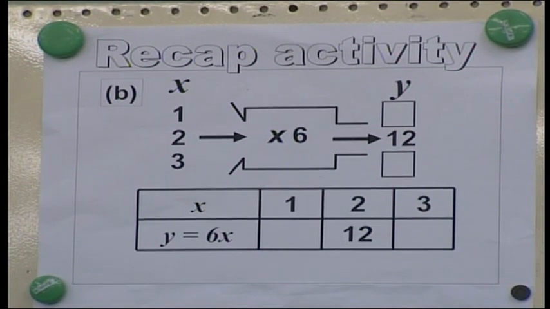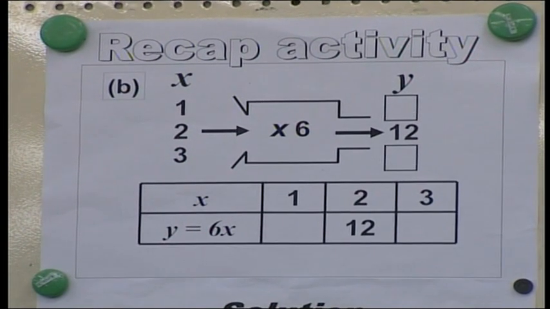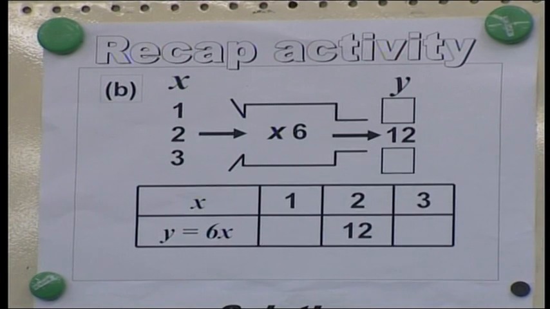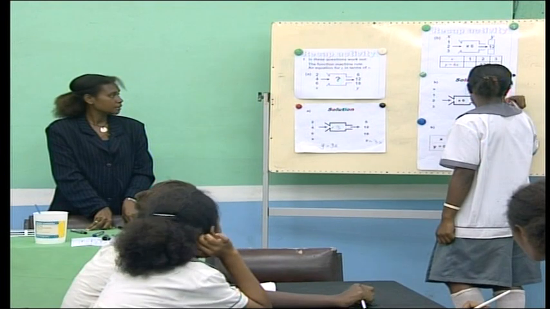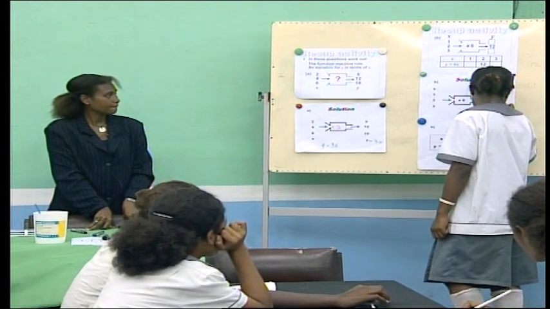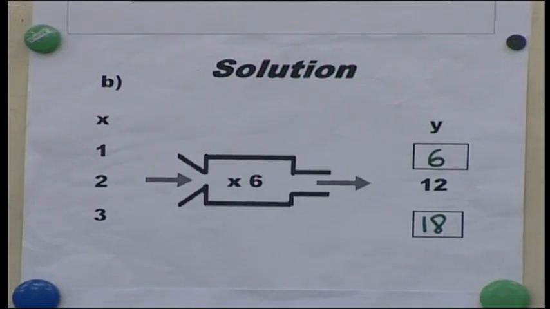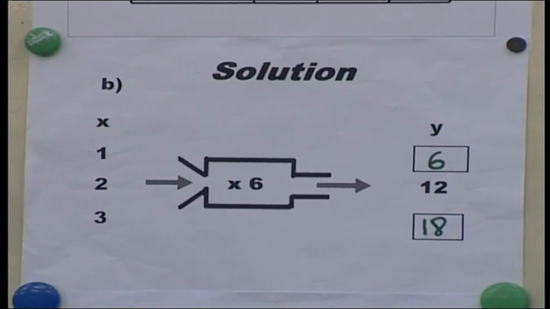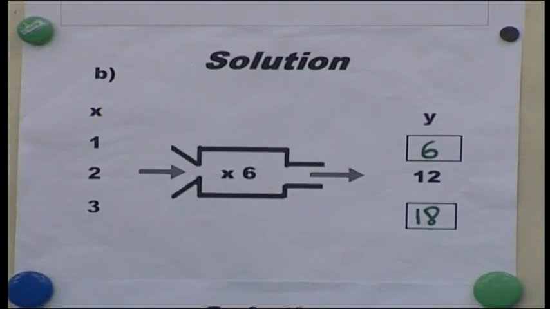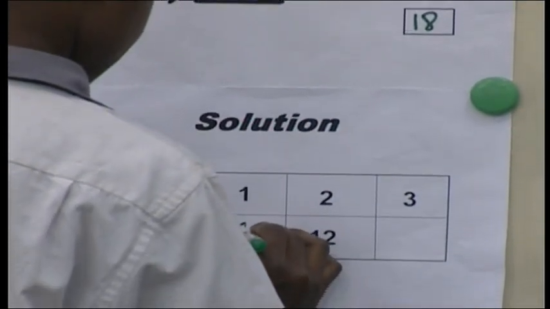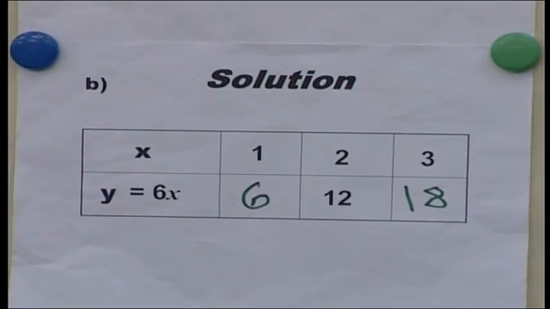And who would like to do number B on the table? John. Write out your numbers clearly. Okay, John, quickly. Okay, very good. Let's move on to letter C.